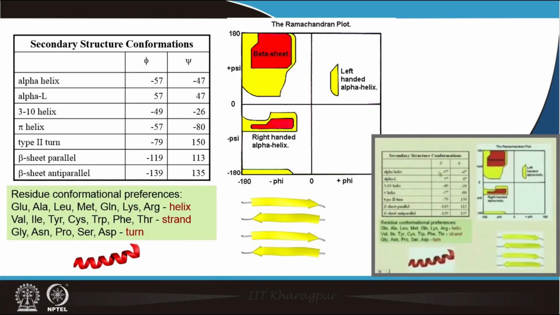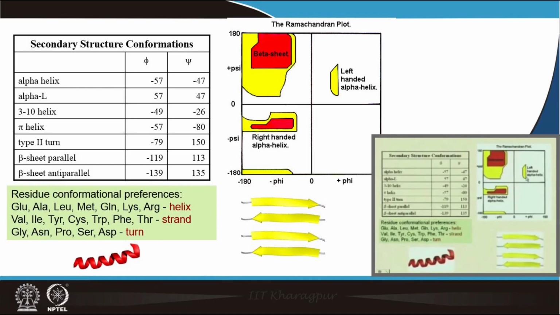This is the preferred phi and psi of the alpha helix. So where is it located? Here. What do I mean by a right-handed alpha helix? I see I have a right-handed alpha helix and a left-handed alpha helix. Okay. What do we mean by a right-handed alpha helix?